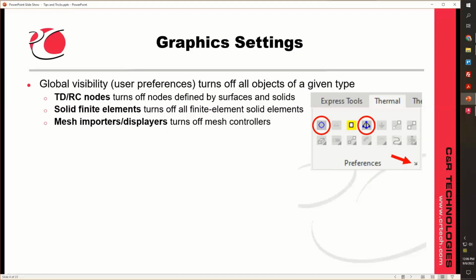Mesh importers and displayers. So in the ribbon, we have a few of these buttons that are available very quickly. If it's yellow, it's on. If it's gray, it's off. If it's faded, those types of objects aren't even in the model. If you don't see your option here, click the little arrow down here at the bottom of the panel, and you'll open the Preferences panel, and you'll go to Global Visibility options. There you can find mesh importers and displayers. You can turn those off. And TD Direct importers, we've added those to the global visibility as well.